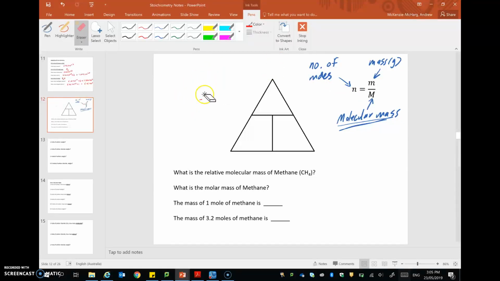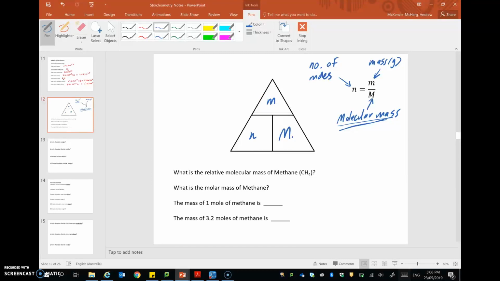So you might want to pause the video at this stage and fill in this triangle that helps to rearrange it, and try and make the lowercase m and capital M the subject of the equation, and then I'll proceed from there. So go ahead and pause. Okay, so let's see. Little n down here, m up here, and big M there.